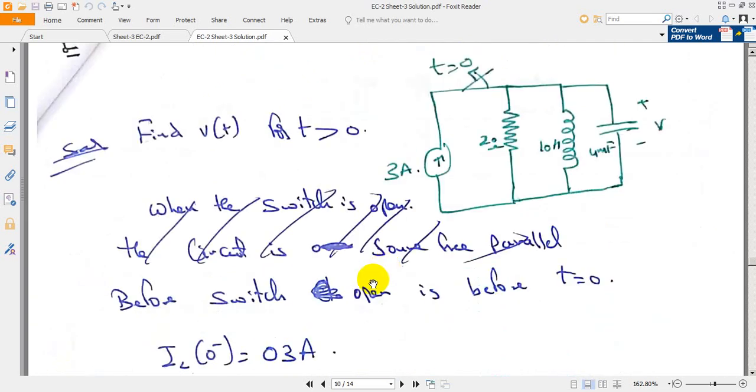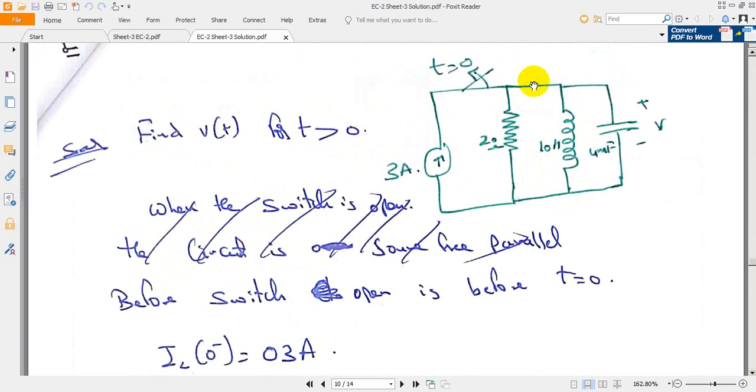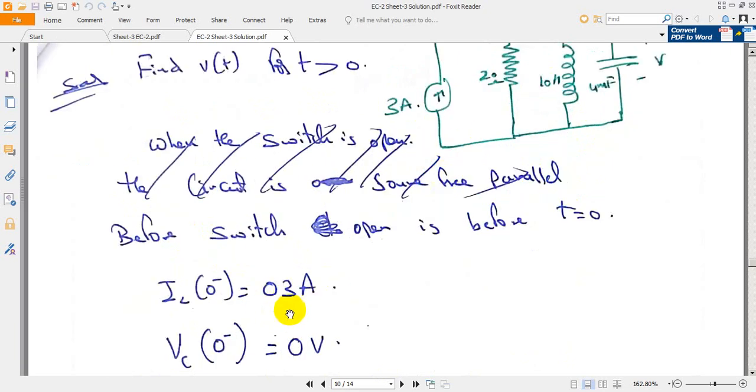Coming to question number 8, we need to evaluate the voltage across the capacitance, V of t, and the current which is flowing is 3 amperes. Under normal operating condition, when the switch is closed, this will be short circuited. When this is short circuited, whatever 3 amperes is there will flow through the inductor. So current through the inductor at 0 minus is 3 amperes. Whatever current is there, that current will flow. I am writing it as 3 amperes.